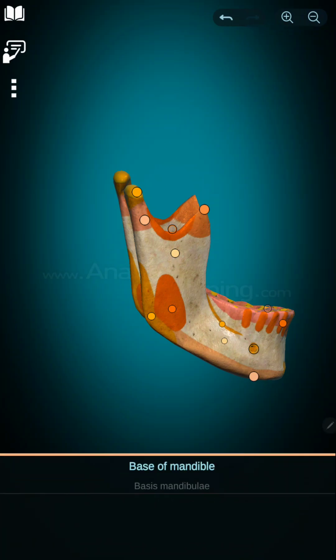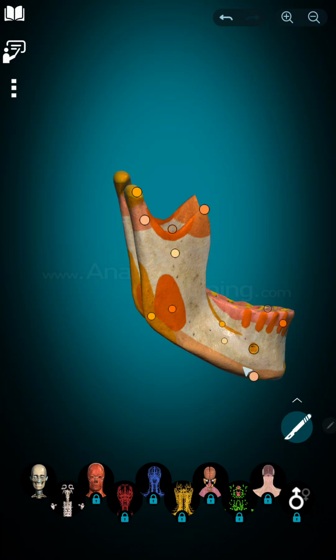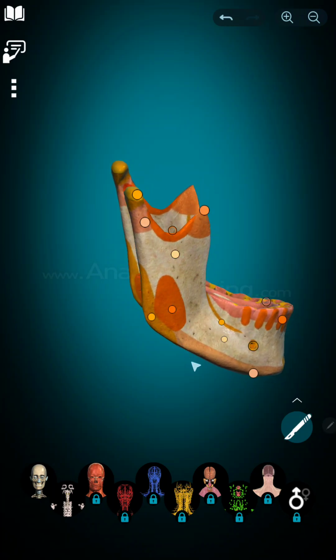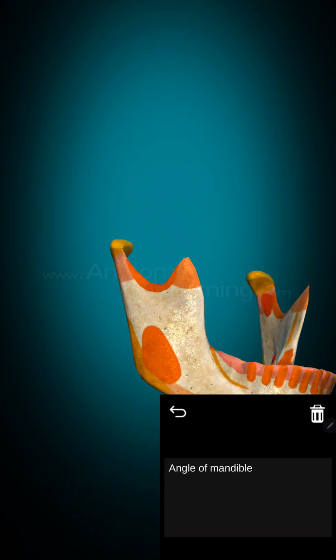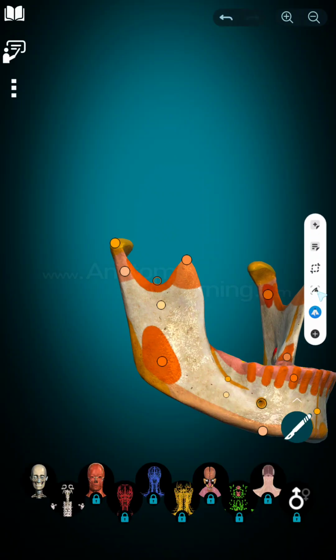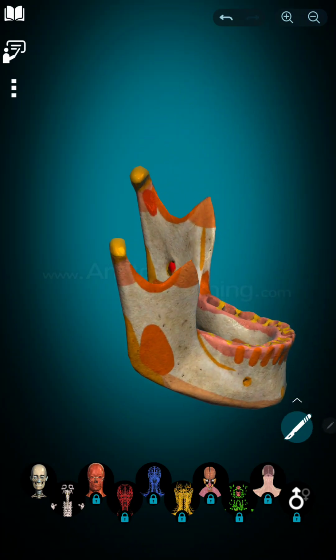So the lower border is the backward continuation of the base of the mandible, and posteriorly it ends by becoming continuous with the posterior border of the angle of the mandible. Now the anterior border, what is the anterior border? This one is the anterior border. As you can see here, it is thin, while the posterior border is thick.